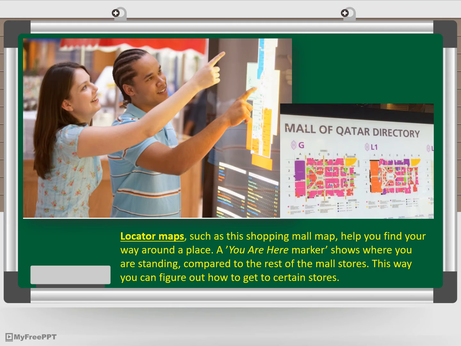All right, next, grade 4, we have locator maps such as this shopping mall map. I believe you have seen this in Mall of Qatar. This kind of map helps you locate, from the word locate. That's why we call it locator. It helps you find your way around a place. You can find there a "you are here" marker that shows where you are standing compared to the rest of the mall stores. And this way you can figure out how to get to certain stores.